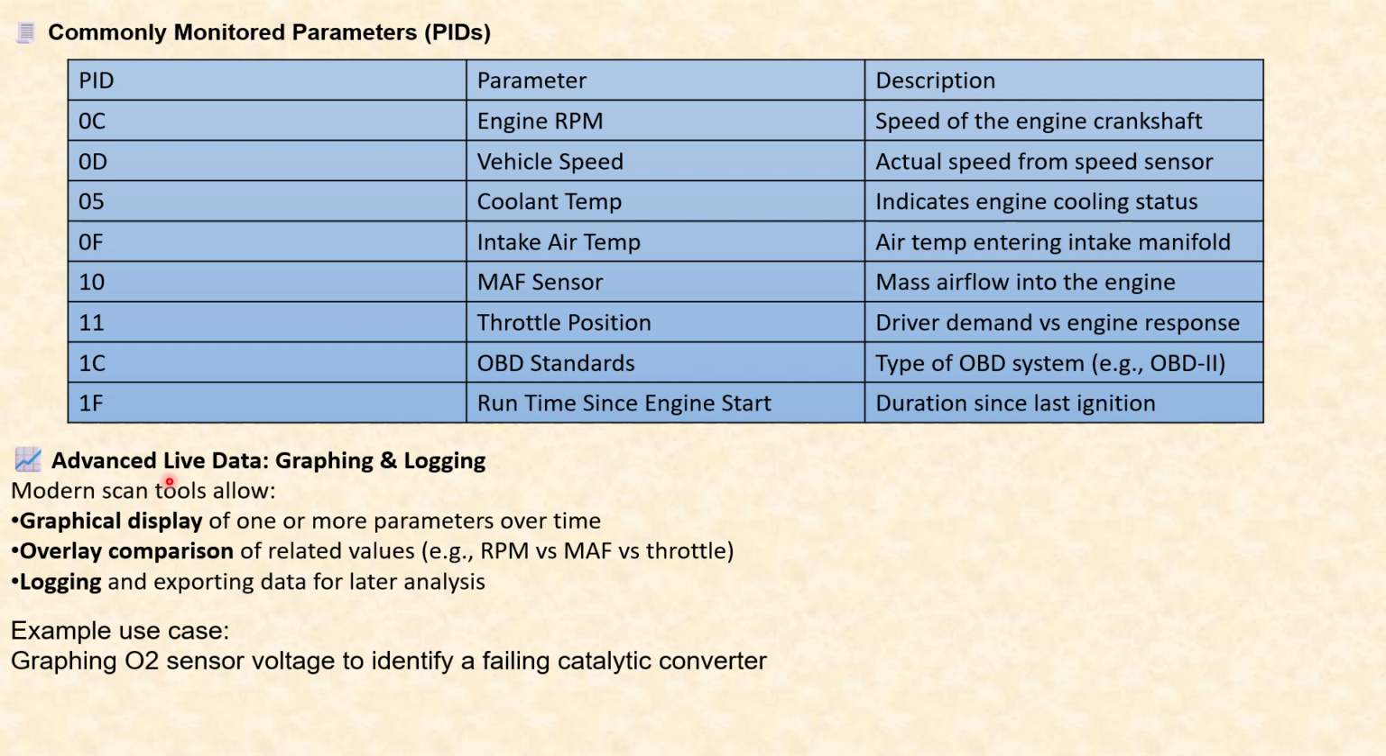Now, when it comes to advanced live data graphing and logging, modern scan tools allow graphical display of one or more parameters over time, and overlay comparison of related values, for example RPM versus mass airflow versus throttle. This three-parameter comparison is extremely important. And when it comes to logging and exporting data for later analysis, all of this live data is simultaneously graphed and logged, so that the technician can get a clear picture of what is happening inside the vehicle.